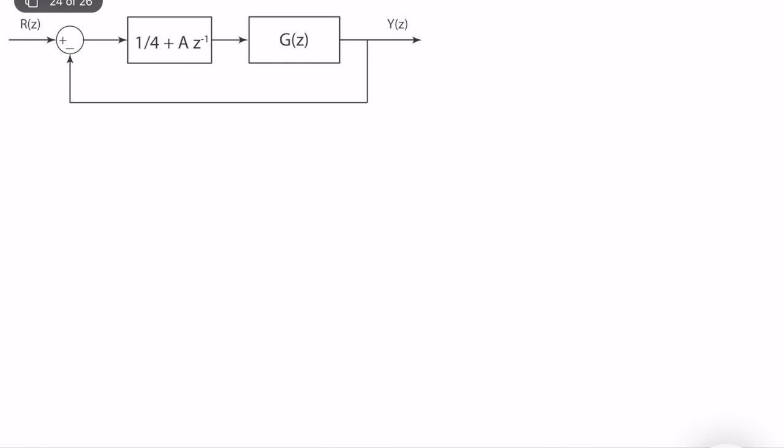In this video, we will remember how we can draw the Root-Locus for an arbitrary parameter in the closed-loop structure. Normally, we have an open loop transfer function G_OL(z) and a constant gain k, and we draw the Root-Locus with respect to k.